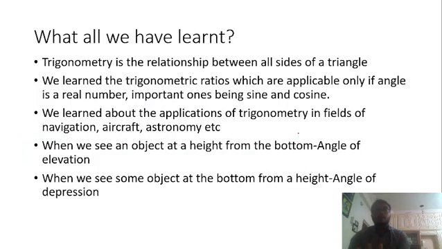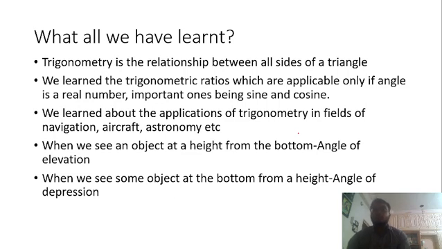So what have we learned? Trigonometry is the relationship between all sides of a triangle, and we also learned the trigonometric ratios, which are applicable only if the angle is a real number. Important ones are sine and cosine. If we know the value of sine and cosine, we can find all other trigonometric ratios: tan theta, cot theta, cosecant theta, secant theta. We also learned about the application of trigonometry.